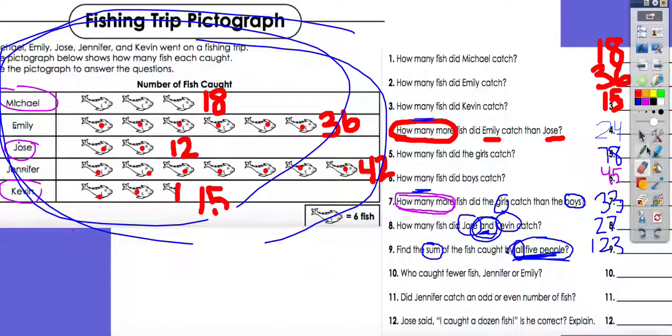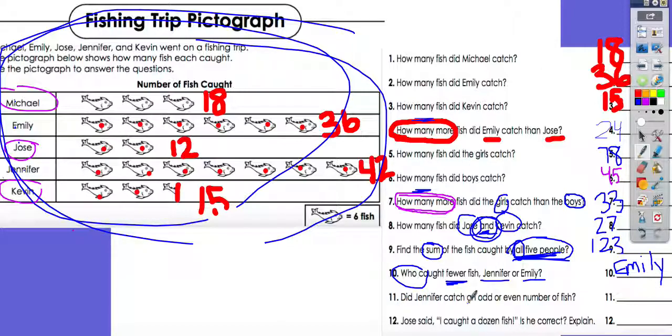Okay? Who caught fewer fish? Jennifer or Emily? It's just asking me who caught fewer. Fewer means less, right? Who caught less? Jennifer, she caught 42, or Emily, she caught 36. Who caught less? Emily, she has less up here. So my answer, who caught less? Emily caught less. She only caught 36.